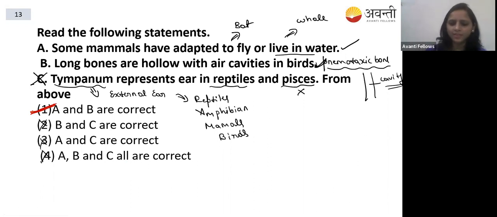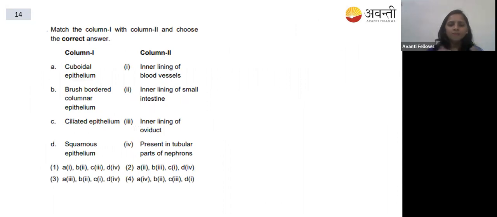Okay, guys, fine. So let us go to the next. Match column 1 with column 2. Choose the correct answer. Here it is a multiple choice question. Sorry, it is a match the following question. Here you have to choose which one is correct. Okay, fine. So let us go. What they are telling here: cuboidal epithelium. Where can you see the cuboidal epithelium, guys? Cuboidal epithelium you can see in the tubular parts of the nephron. In the nephron, have you seen when urine formation is happening? There will be three processes, right? Absorption, and there will be secretion.